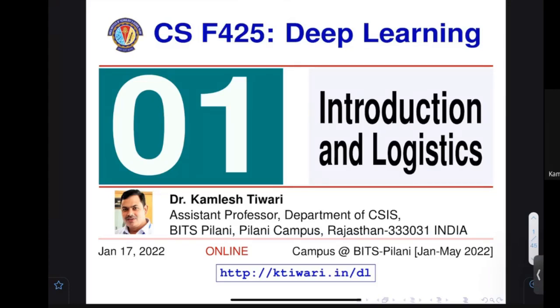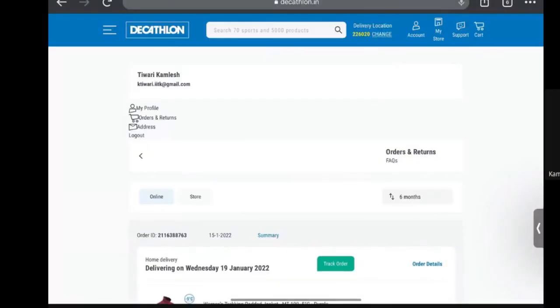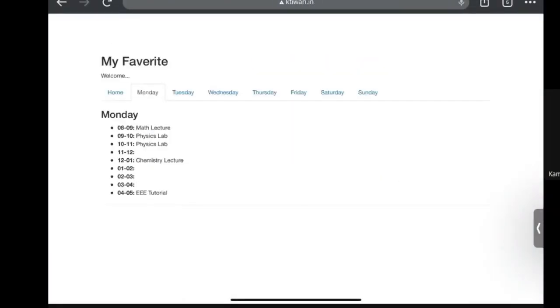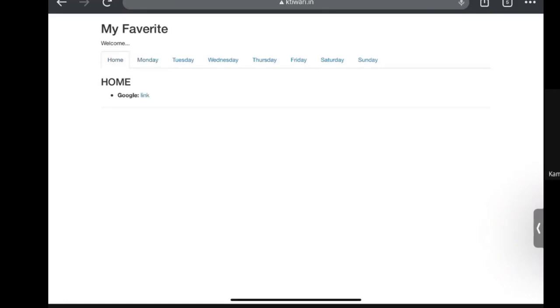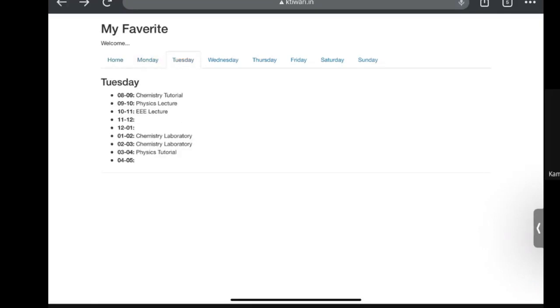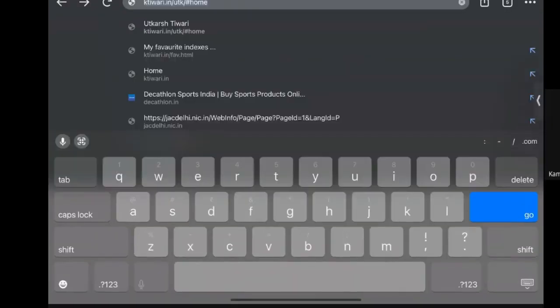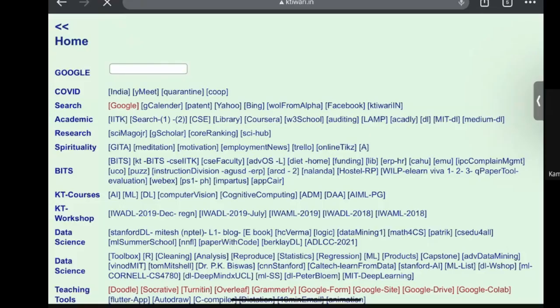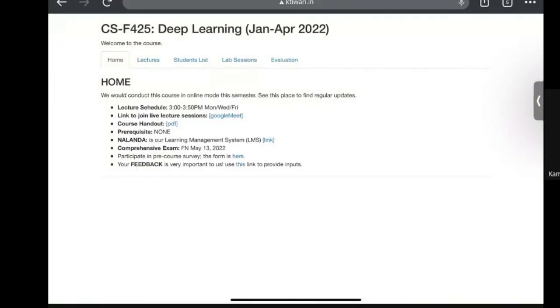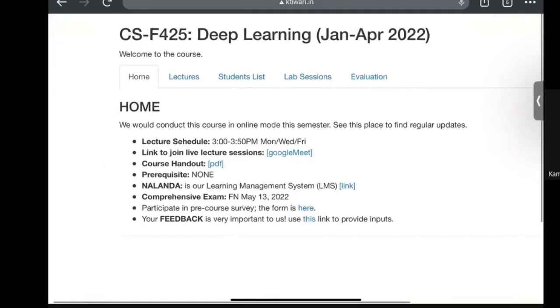So let me start by introducing the website that we have set up as the course website, which is ktiwari.in/dl. Let me try to open this website. So this is the page you can go to. Am I on the right page? Okay, no, I think I'm not. The website is ktiwari.in/dl. You just click on this. This is the course web page that we are going to follow.